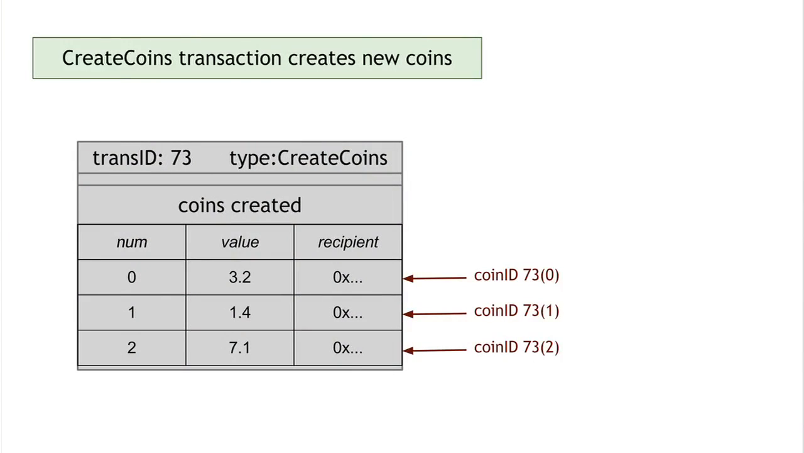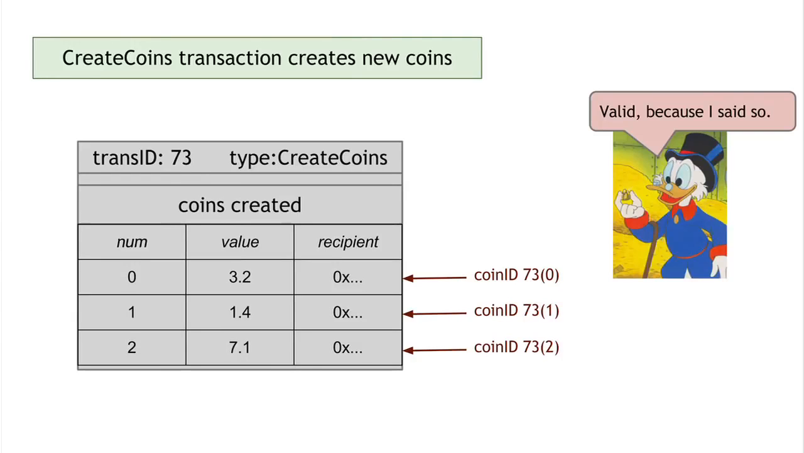Now we're going to have a concept in Scrooge coin of a coin ID. That refers to a particular coin. So this particular coin here is coin ID 73 because it was created in transaction 73 and it was number 0 within that transaction. Similarly, we have 73 73 and so on. So every coin in Scrooge coin has a coin ID that we can use to refer to it.